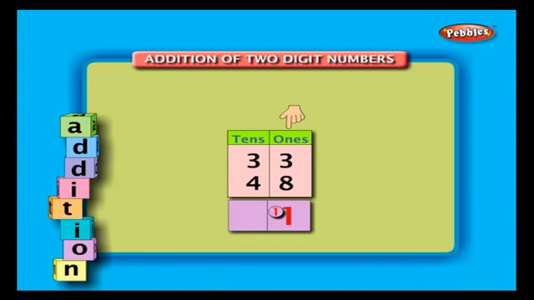So, here we write the ones number of 11 below the ones column, that is 1, and carry over the tens number of 11, that is 1, to the top of the tens column. Now add the tens column. 3 plus 4 plus 1, which is the carryover number. We get 8. So 33 plus 48 is equal to 81.